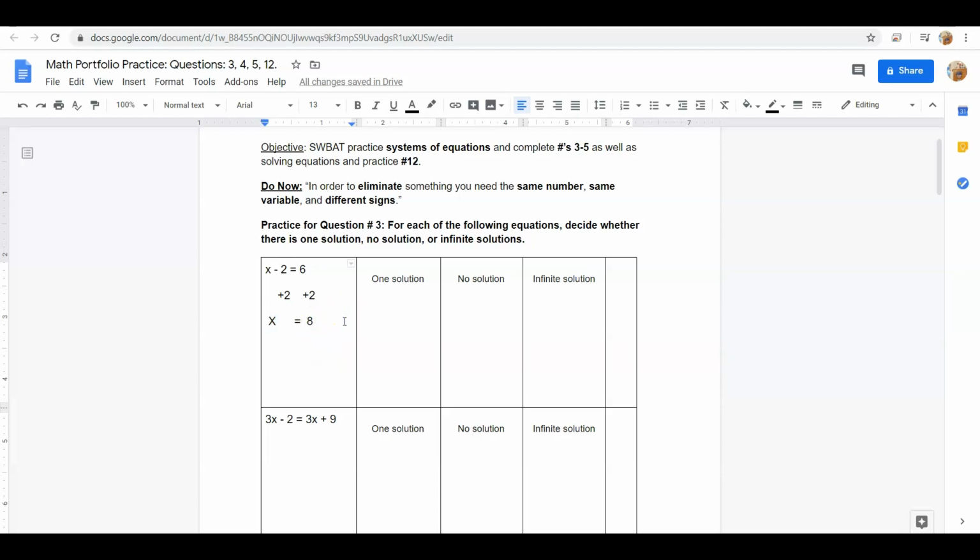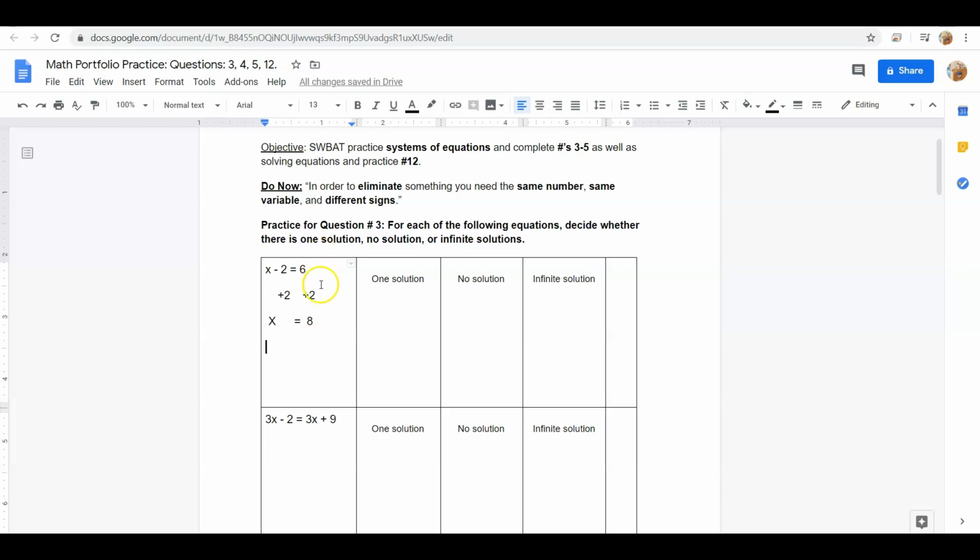All right, what does that mean? Well, it means that if we replace this x up here with 8, or if we substitute this x with 8, this equation will be true. So I always say check your answer before you do anything.